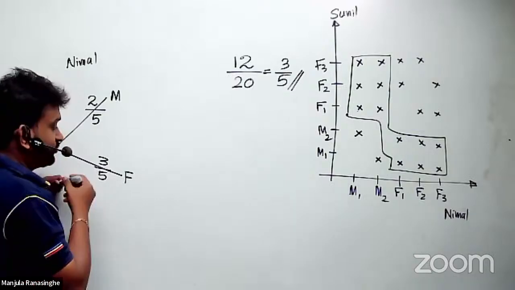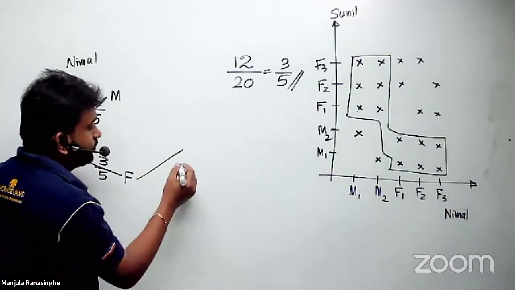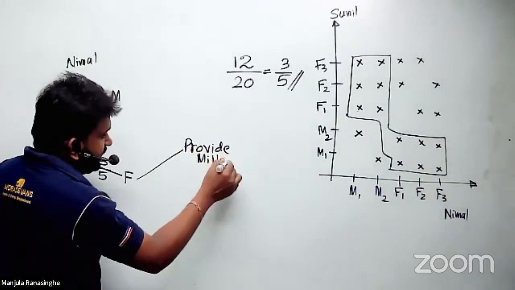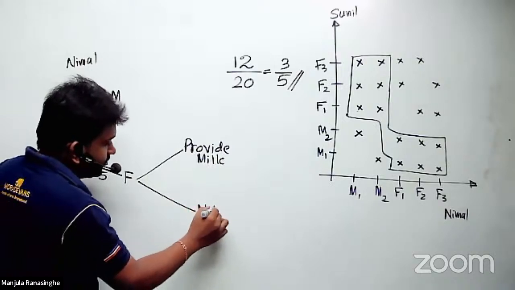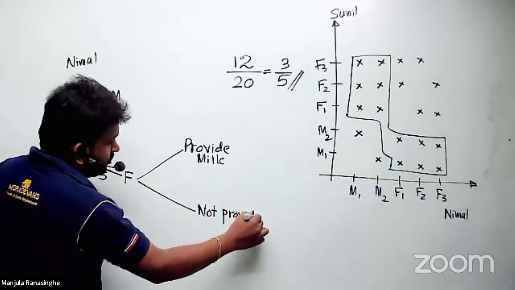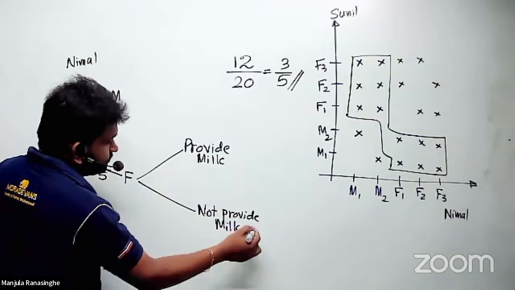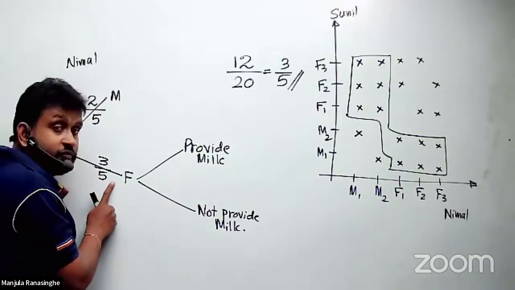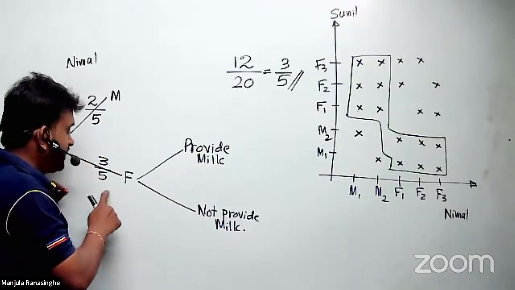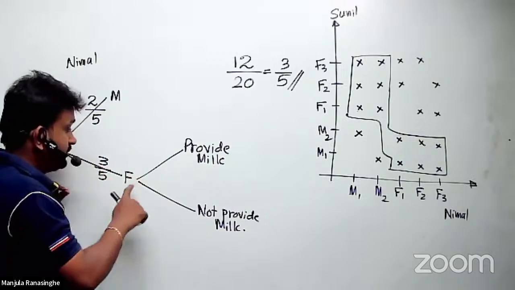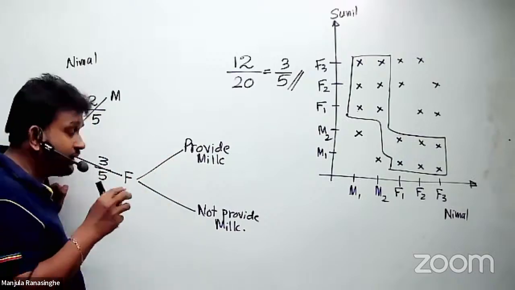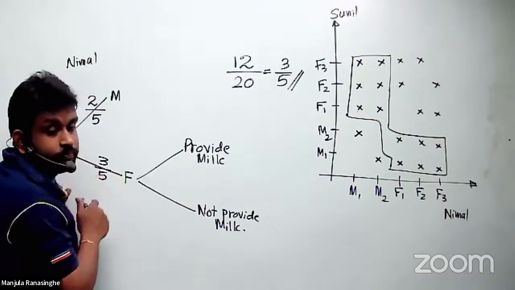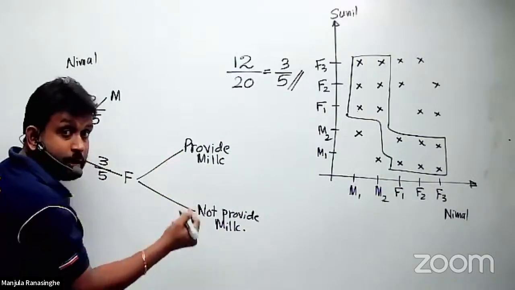Galloping, right? So I extend this one. Provide milk, and then not providing milk, not providing milk, not providing milk. Right, what is the probability here? Providing milk. So here we have female animals, 3 upon 5. Then provide milk: out of these 3 female animals, they provide 2. Milk provided by 2, right?